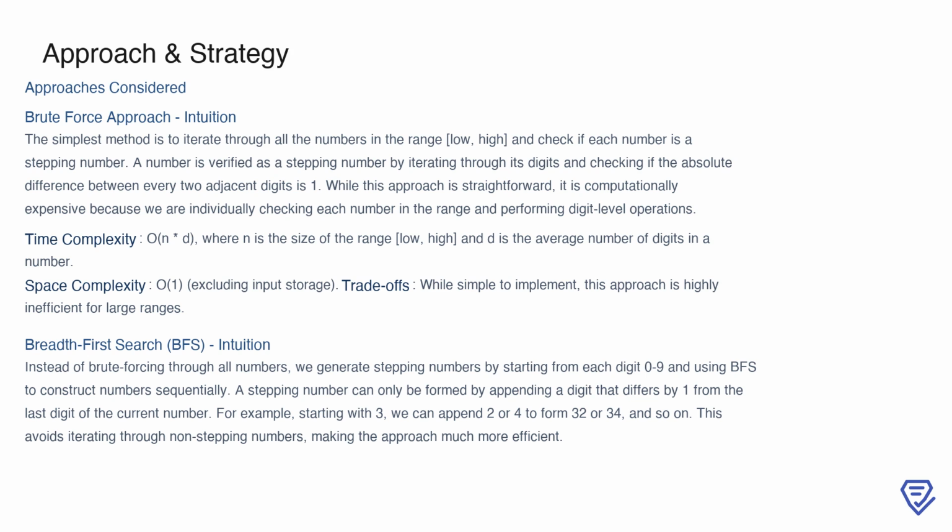However, for large ranges, this approach becomes inefficient because it doesn't optimize for the fact that most numbers in the range are not stepping numbers. Instead, we can consider an alternative approach, breadth-first search, or BFS. Here, stepping numbers are generated sequentially by starting with each digit from 0 to 9. From a given number, we append digits that differ by 1 from the last digit to generate the next potential stepping numbers. This eliminates the need to check non-stepping numbers, making the process significantly more efficient.